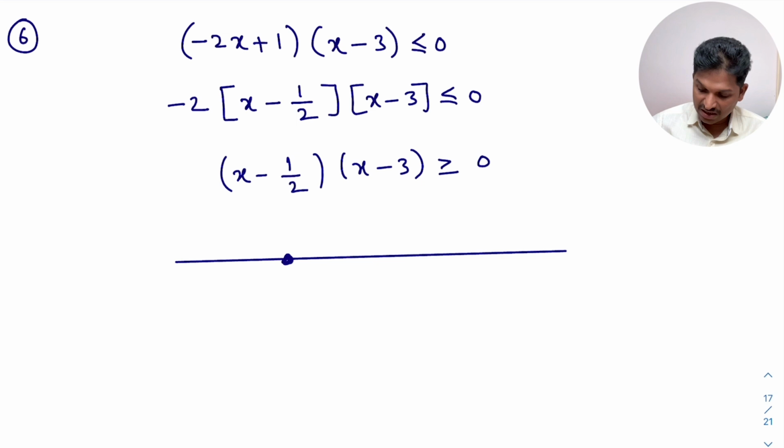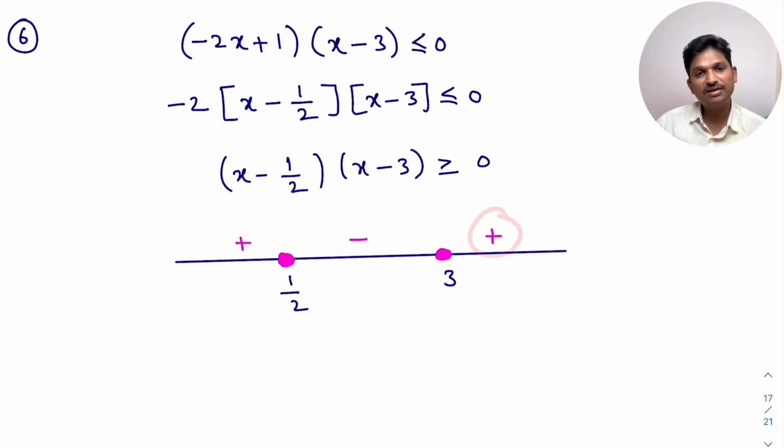Okay. x equal to 1 by 2. Mark it on the number line. x equal to 1 by 2. Next, x equal to 3. Now you observe here, greater than or equal to is there, na? So what will happen? This 1 by 2 and this 3 is also included. Now in the rightmost corner, you write plus, and then alternate symbols. Wavy curve method says that in the rightmost corner you write plus and then alternate symbols.